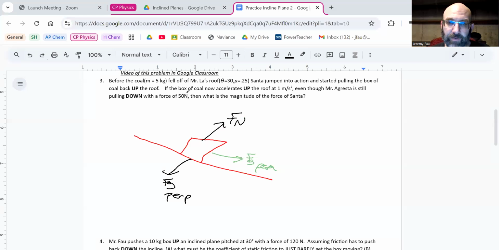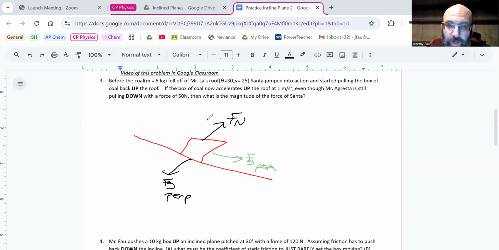This is before the coal fell off Mr. Law's roof. Santa jumped into action and started pulling the box of coal back up the roof. The box of coal accelerates up the roof at 1 meter per second squared. Even though Mr. Rush is still pushing down with a force of 50 newtons, what is the magnitude of the force of Santa? All right, so we got a lot of things here.